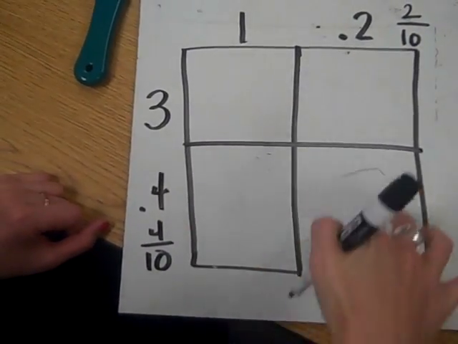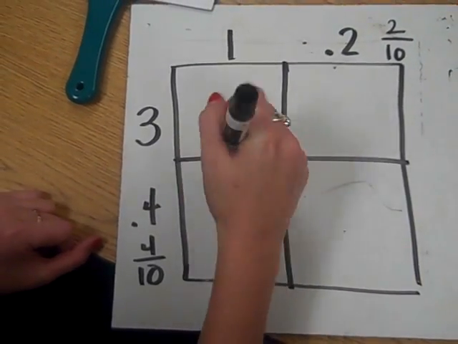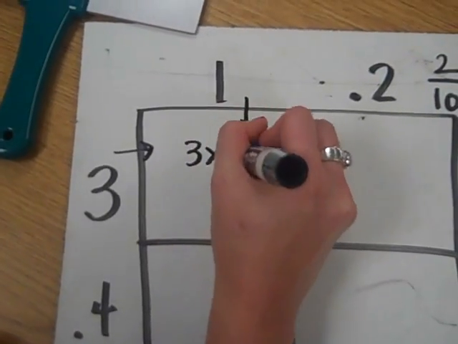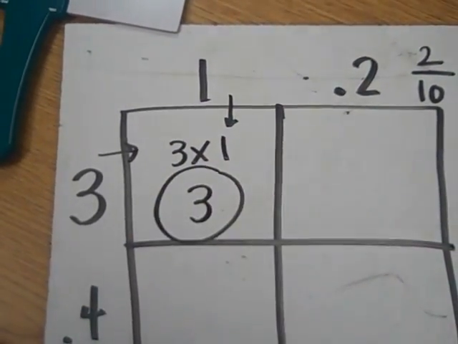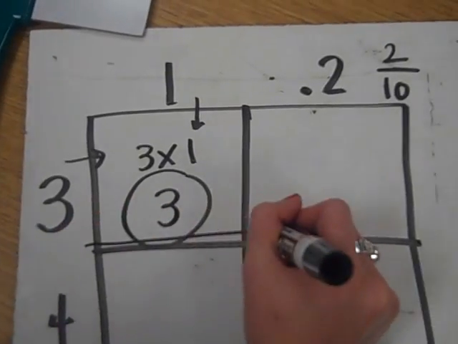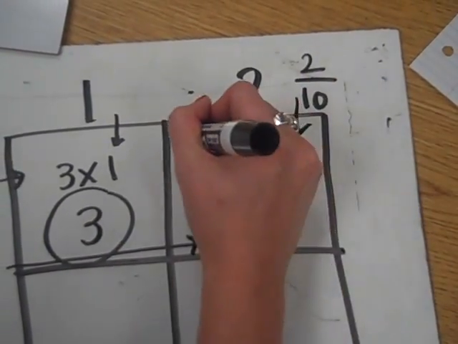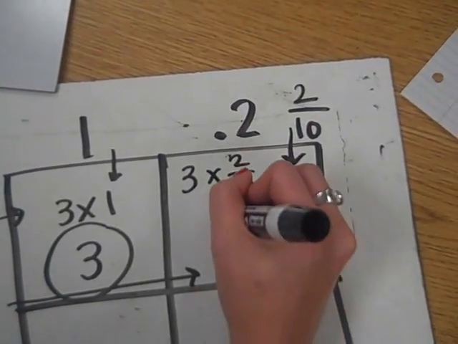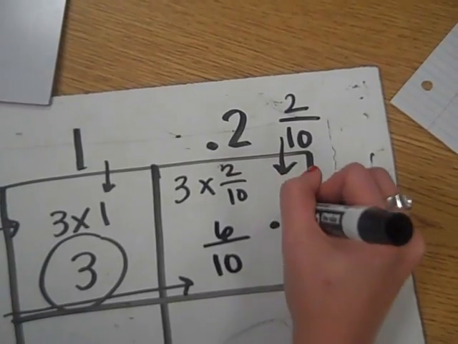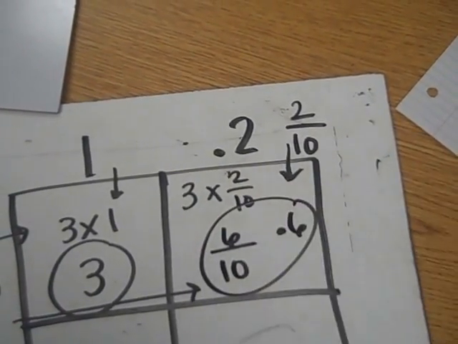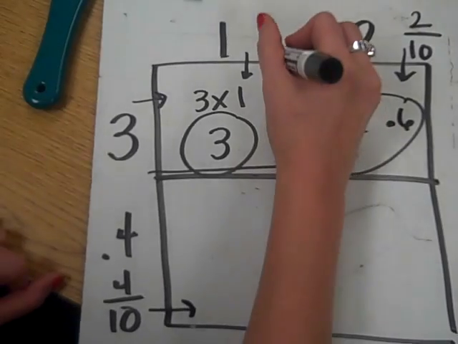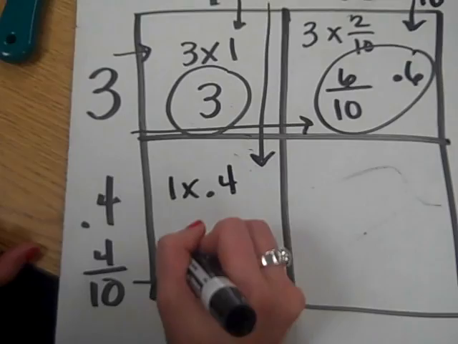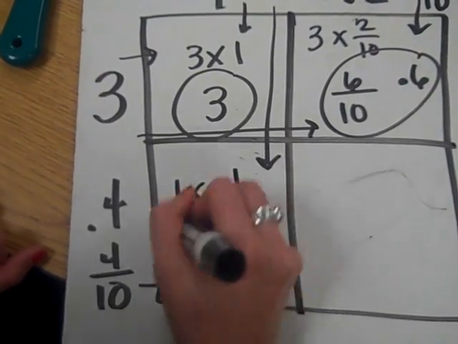Now I'm going to multiply using expanded form. In my first box, I'm going to multiply 3 times 1, which would give me the partial product of 3. Here I'm going to multiply 3 times 2/10, which would give me the partial product of 6/10. Here I'm going to multiply 4/10 and 1, which would give me 4/10.